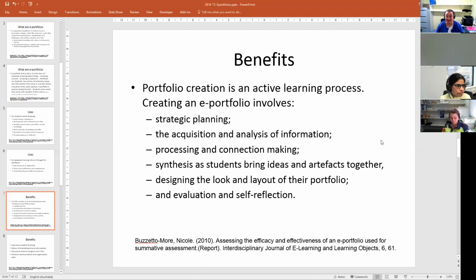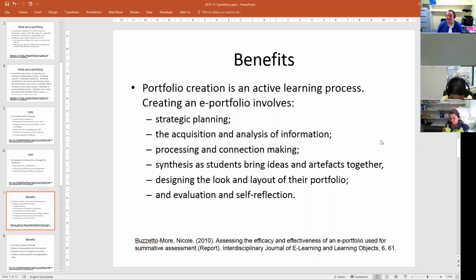The acquisition and analysis of information. So as they add artefacts in, which they think are relevant, they should be thinking about, well, why are they relevant? What is it showing? How is it going to help in the situation I want? Processing and connection making. So again, linked to that acquisition and analysis of information. Synthesizing their ideas and how they're bringing the artefacts together. Designing the look and layout of their portfolio. So how is this look and feel going to be reflective of me and who I really am? And evaluation and self-reflection, they will be developing those skills as well.